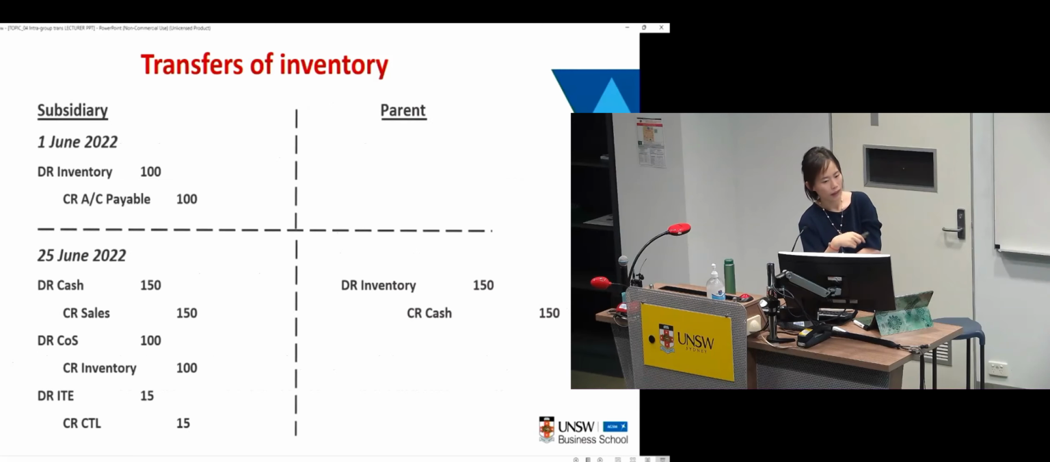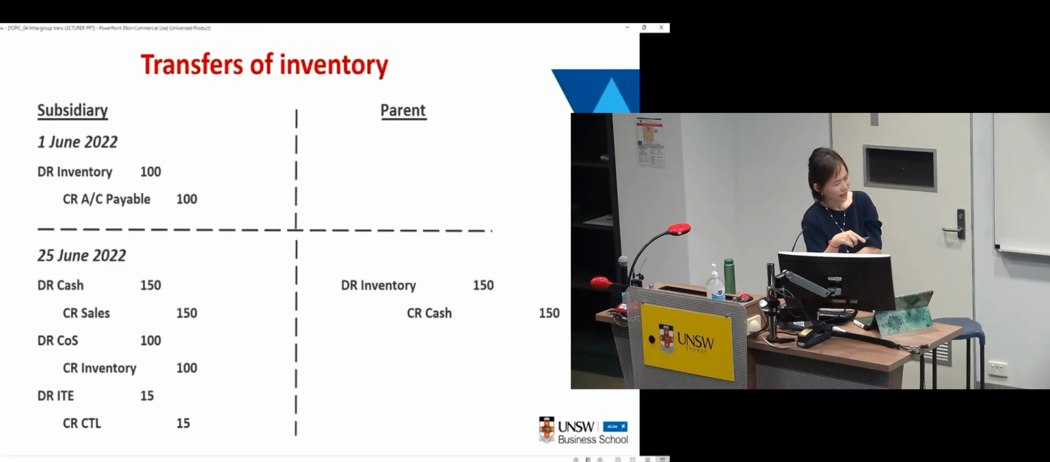Okay. Now let's look at the entries recorded by each legal entity here. Now, the subsidiary, first of all, acquires the inventory from a party outside the group. Now, you don't need to worry about this accounts payable because this is the amount you need to pay to the external entity, right? We don't worry about that. Now, then move on to 25th of June. Now, this is an intragroup transaction. The sales revenue is recognized in the books of the subsidiary. Now, this represents intragroup sales revenue. The cost of goods sold is also an intragroup expense, right? That they recognize against the inventory.